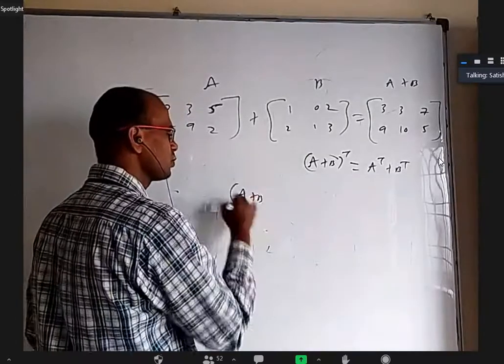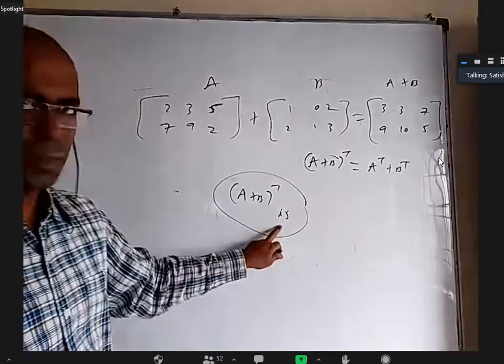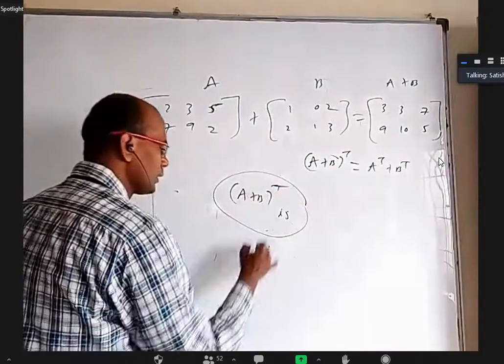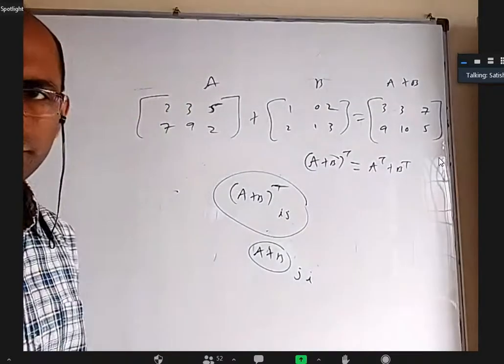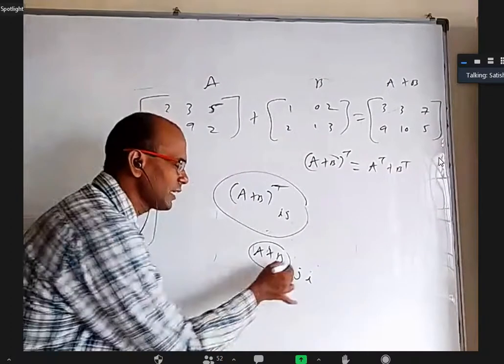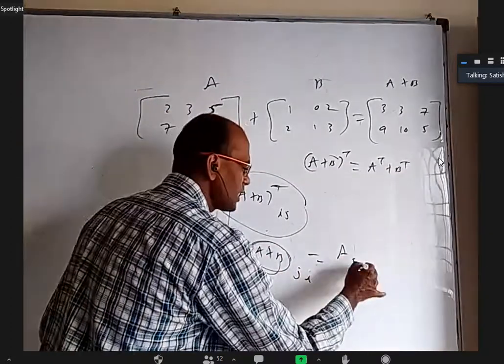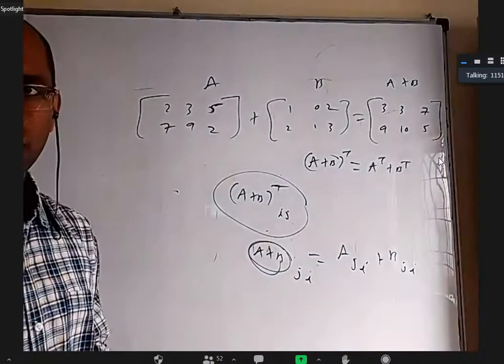A plus B whole transpose, the ijth element of this: can I say in A plus B it will be the jith element? And the jith element in A plus B is nothing but the jith element in A and the jith element in B. Am I correct? Yes, sir.